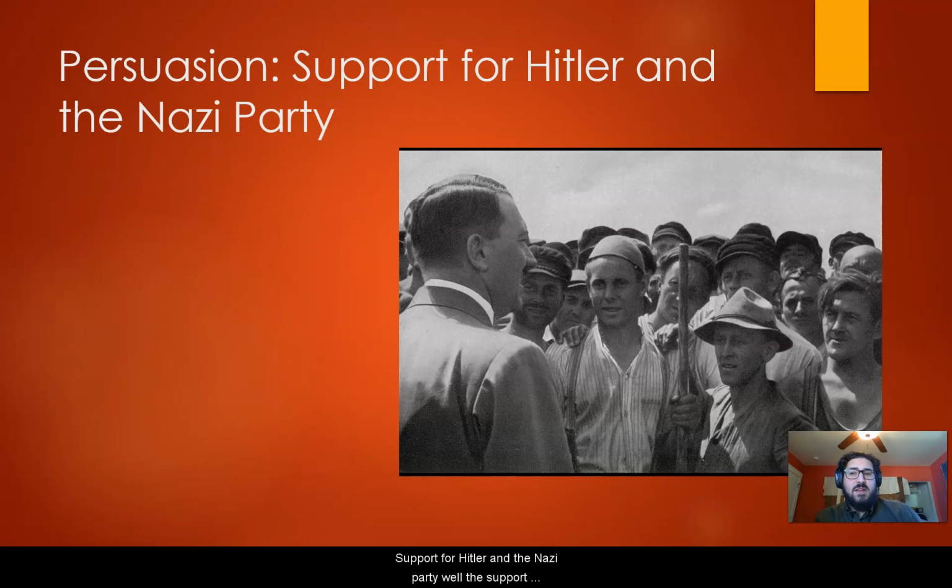So, support for Hitler and the Nazi Party. Well, the support for Hitler and the Nazi Party came down to four specific groups of people within Germany. The first was wealthy businessmen.